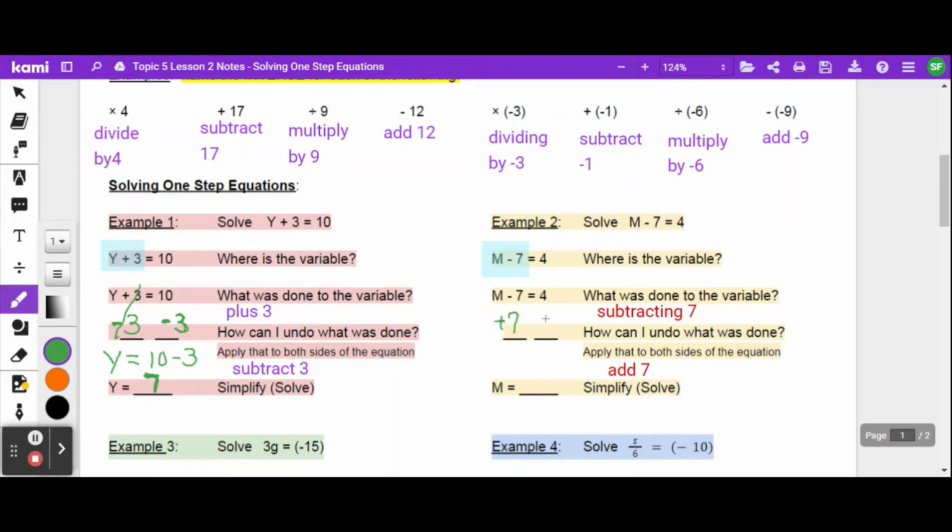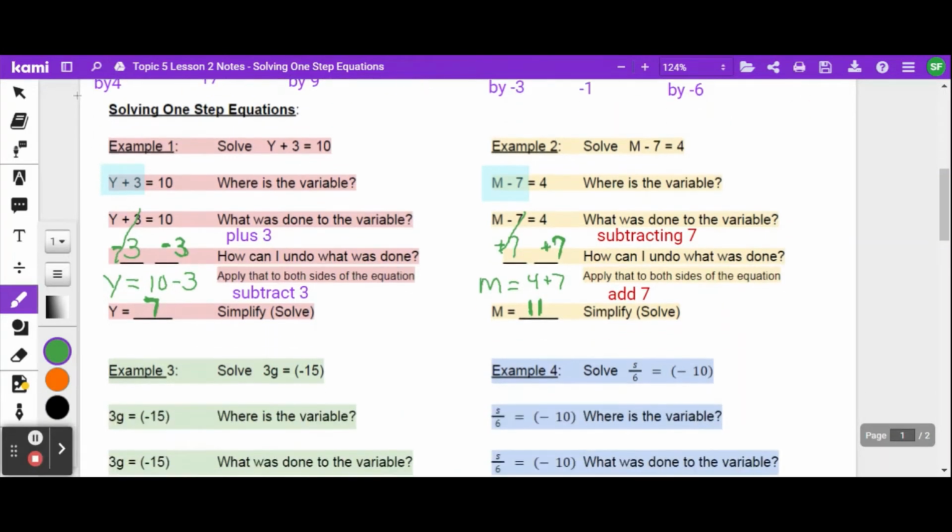On the left side, plus 7 on the right side. And similar to the red example, minus 7 plus 7, those cancel each other out, leaving you with just m by itself. And on the right side of the equal sign, I have a 4 plus 7. And of course, 4 plus 7 we know is 11. So m has to have a value of 11.